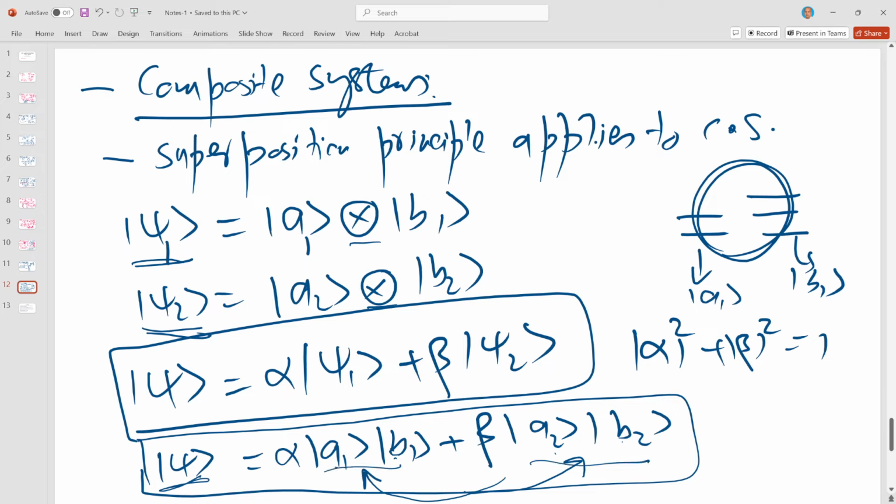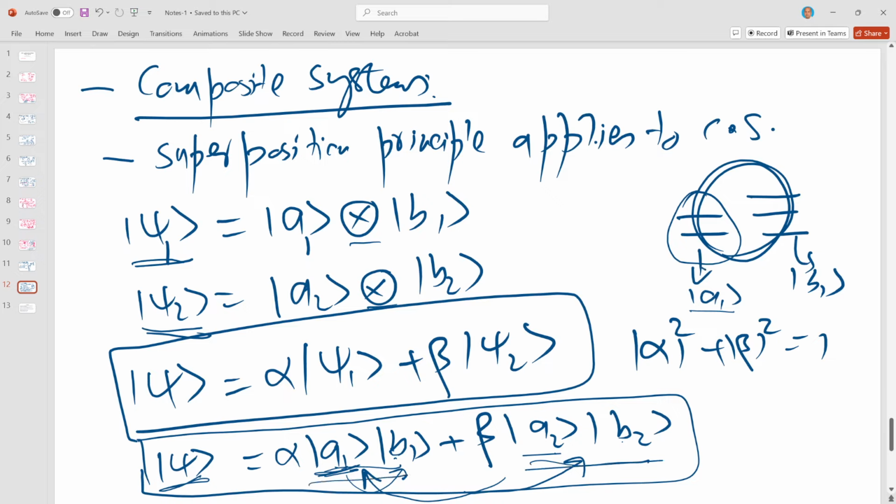On the other hand, if I measure only part of this whole system, for example, you only measure this system and you don't do anything to this. So when you measure this system, after measurement, you will either get A1 or you will get A2, right? And if you get A1, the other system will automatically collapse to B1, because the joint state has to collapse to one of these parts.